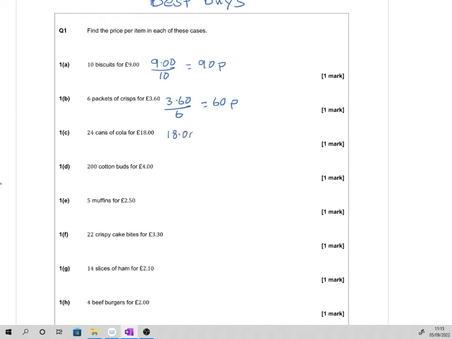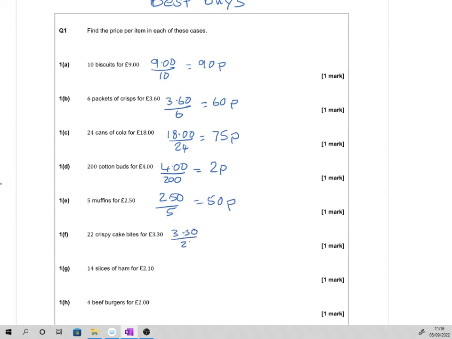18 pounds divided by 24. Okay, I'm going to have to get the calculator for that one. 18 divided by 24 is 0.75, so it's 75p. £4 divided by 200 cotton buds, so 4 divided by 200 is 0.02, so this is 2p. 5 muffins, £2.50 divided by 5, I can see that's going to be 50p.